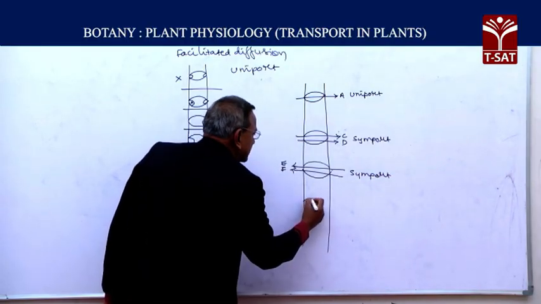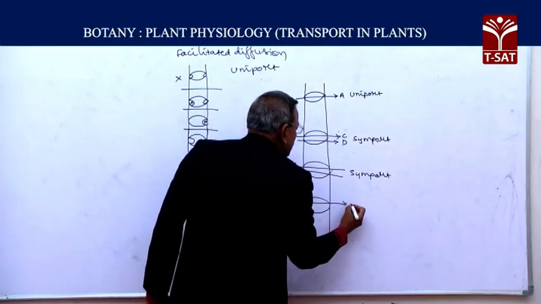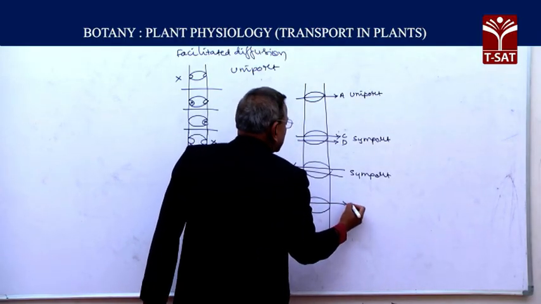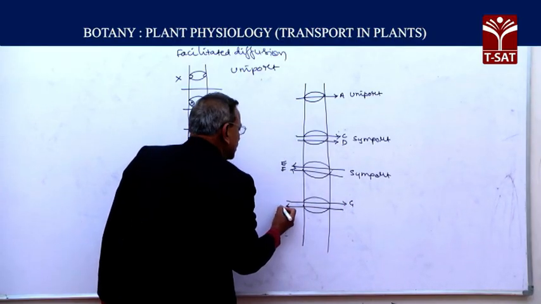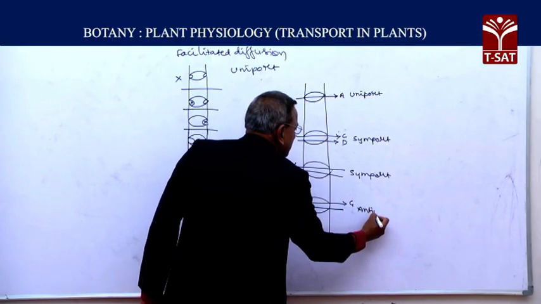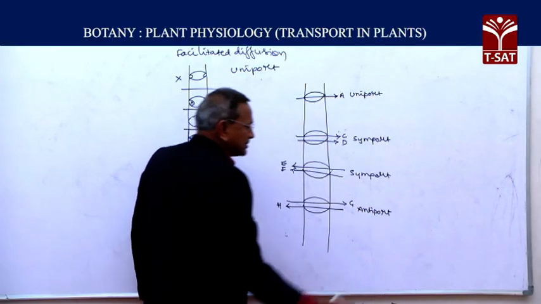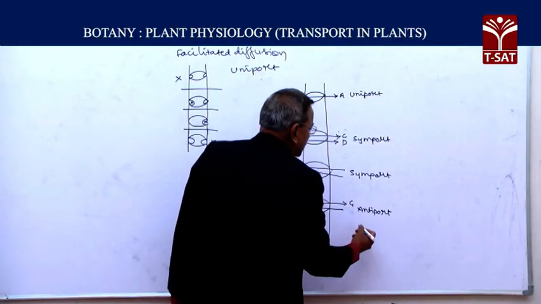The next kind of co-transport will be one ion moves towards inside, whereas the other ion moves to outside. This kind of transport is called antiport or counter transport.